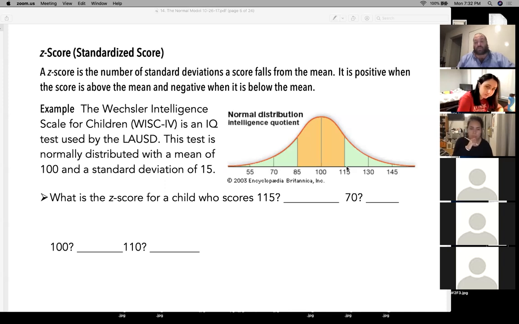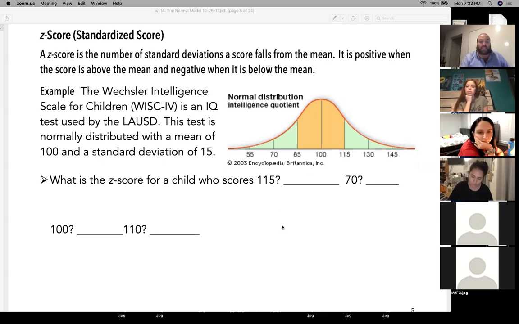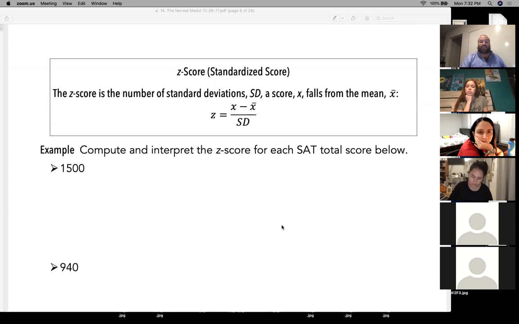100, because you're actually at the mean. How about 70? -2. -2, and so on. Does that make sense? So the idea of a z-score is how many standard deviations you fall from the mean. Now the question is, if I don't have a graph, is there a way that I can compute that? And the answer is yes. We have a formula for it.